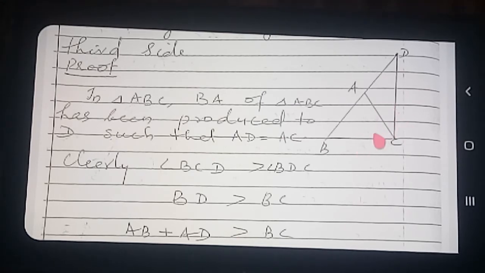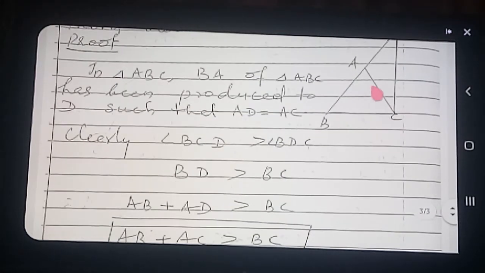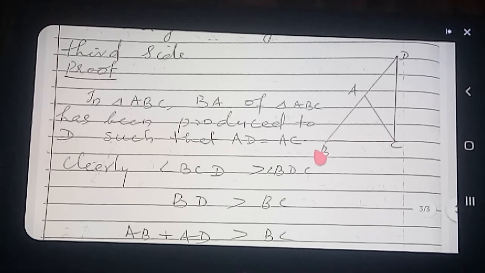If BCD is the greatest angle, as you studied, its opposite side is greater. Which is the opposite side of angle BCD? BD is greater than the opposite side of angle D, which is BC. Are you clear? Now, can you split BD? BD is the same as AB plus AD. Yes or no? This full BD you can split as AB plus AD.